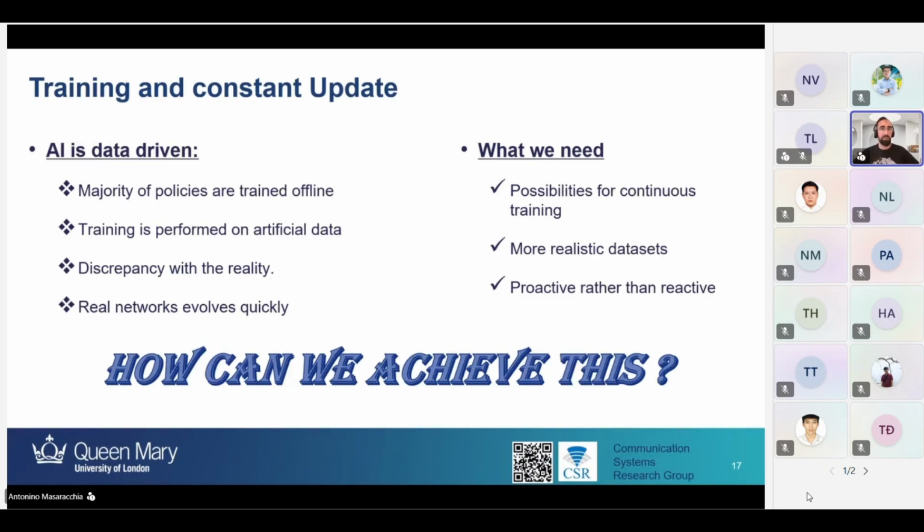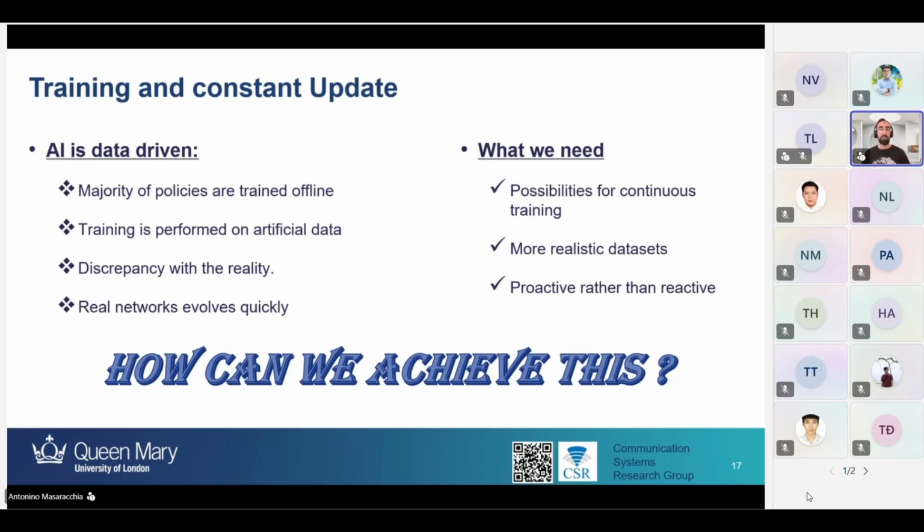But most of the time, this data is not complete and is itself artificial data that does not necessarily represent the real scenario on the networks, which is an unavoidable issue since real networks evolve very quickly. So before we introduce AI effectively, what we need is the possibility for continuous training and more realistic data sets, meaning the possibility for collecting data constantly, which is something that can be done with the ORAN architecture.